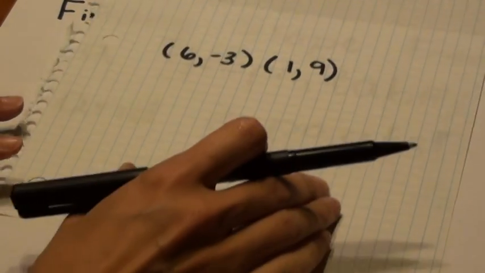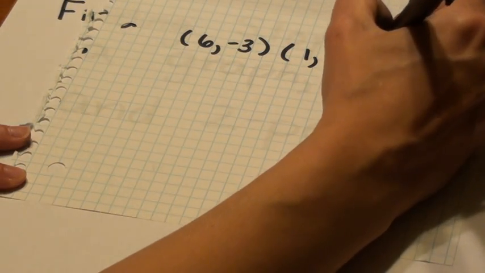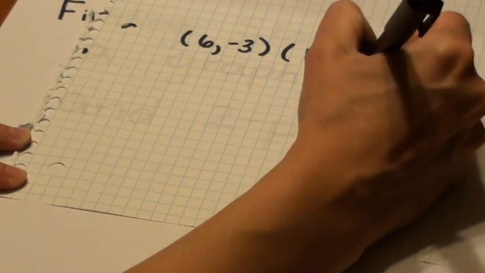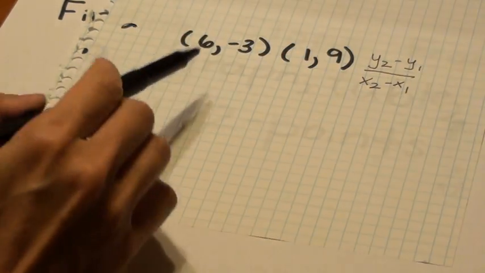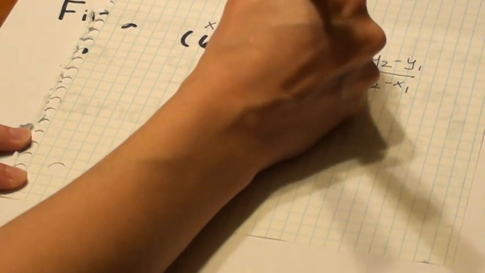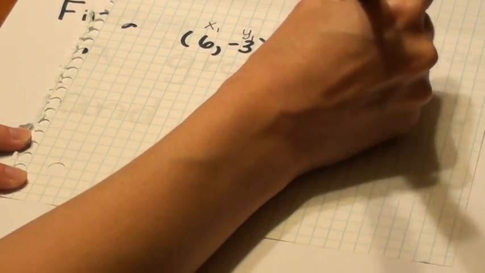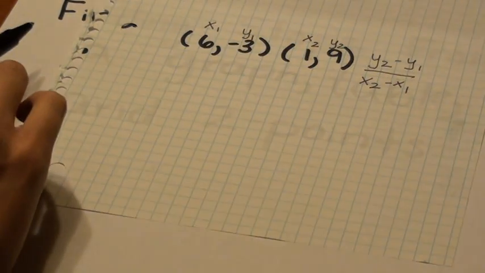Let's move on to our last example. 6, negative 3, 1, 9. Again, we're going to use the formula y2 minus y1 over x2 minus x1. And I got to keep stressing this. Label the points first. This is your first set of coordinate points, so I've got x1, y1. Second set, so x2, y2. I've got them labeled, so it's real easy just to plug them in now.